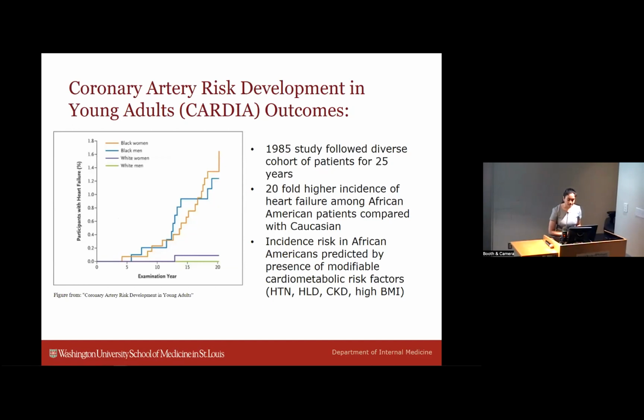Specifically, there was a 20 times higher incidence of heart failure among African American men and women at an average age of 39 years. Incident risk of heart failure in African Americans was predicted by the presence of modifiable cardiometabolic risk factors, including hypertension, hyperlipidemia, chronic kidney disease, and high BMI.